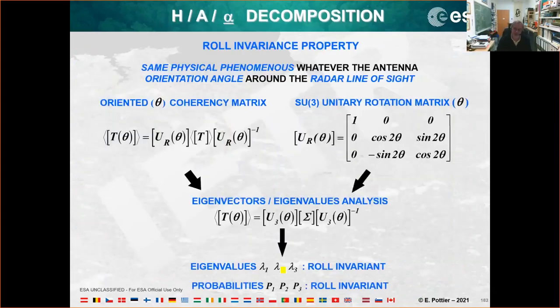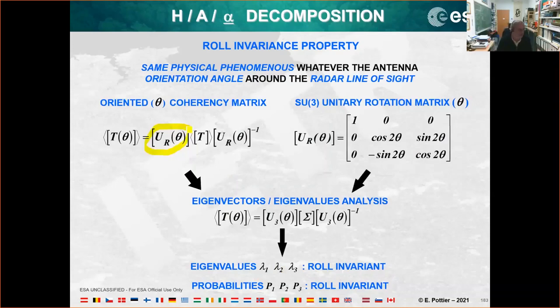Something which is very important is what we call the roll invariant property. So what does it mean? It means that during the measurements, you can imagine that, not for a spaceborne but for an airborne sensor, the airborne system is moving during the measurement. So from a parametric point of view, it is equivalent to introducing a rotation of the antenna along the radar line of sight. In such a case, the coherency matrix will be equal to the original coherency matrix multiplied by the rotation matrix, which corresponds to the fluctuation of the antenna or of the plane. This is very interesting, and this occurs very often.